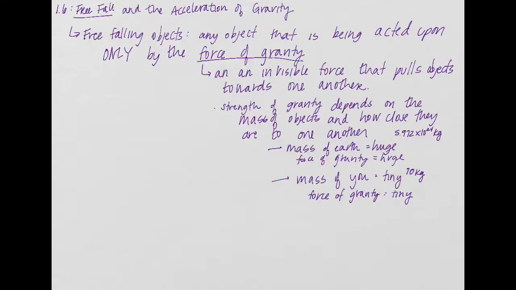Alright, so free falling objects are any object that is being acted upon only by the force of gravity. And remember that we said that the force of gravity is an invisible force that pulls objects toward one another. And I told you that everything that has mass has gravity. And the strength of the gravity that is felt depends on how much mass there is and how close these two objects or masses are together.